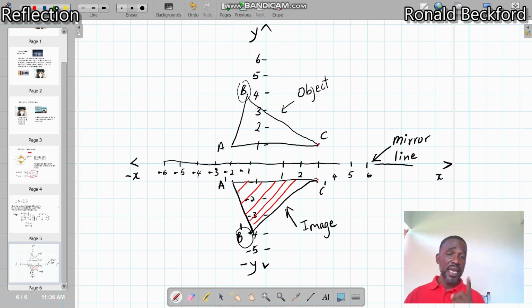So basically, again, what are the concepts? One, object and image are congruent, so both the object and image are supposed to be of the same size. Corresponding angles are equal, corresponding sides are equal. In addition to that, they are laterally inverted, so the top becomes the bottom and the bottom becomes the top, or the right becomes the left. Basically, that's how we perform a reflection in the x-axis.